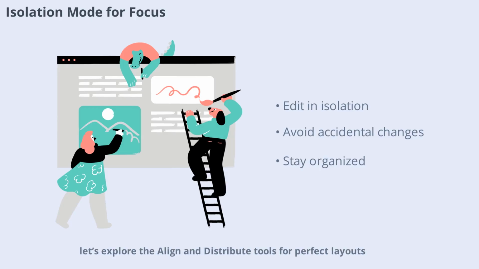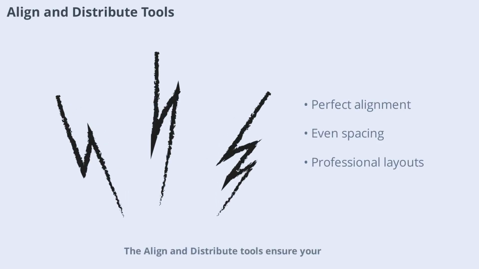Next, let's explore the Align and Distribute tools for perfect layouts. Align and Distribute tools ensure your objects are perfectly spaced and lined up. Whether you're creating grids, aligning icons, or distributing elements evenly, these tools save time and improve accuracy.